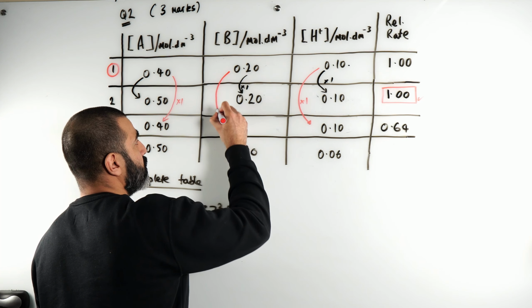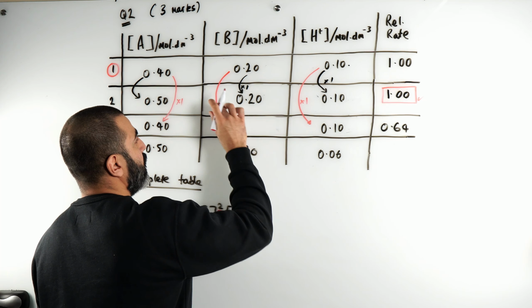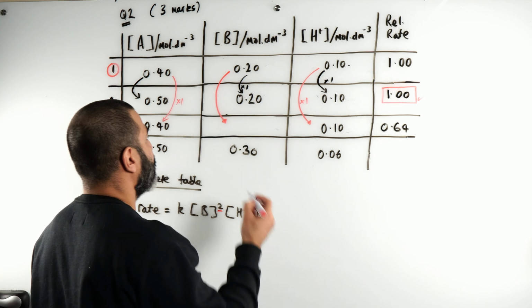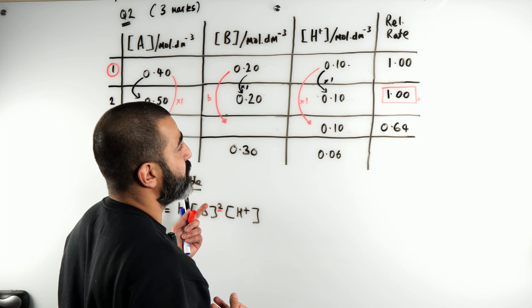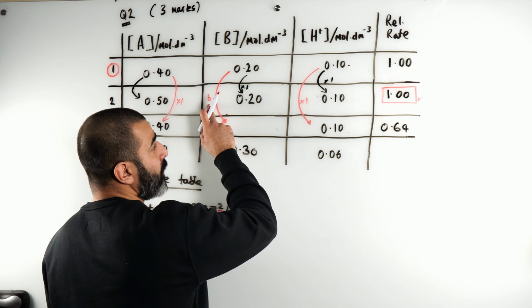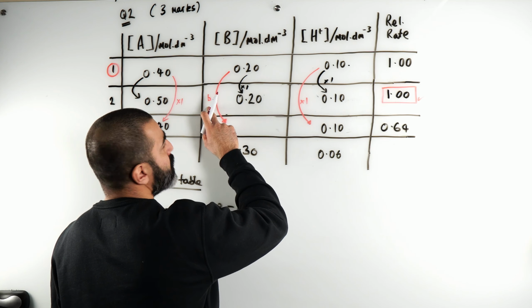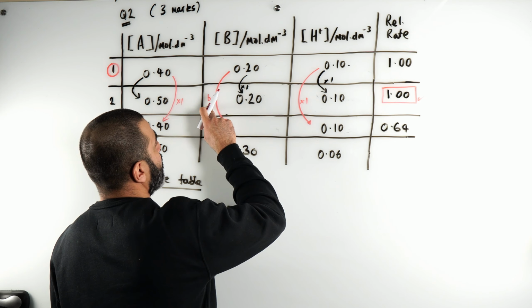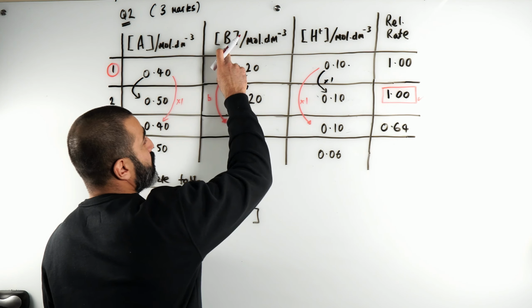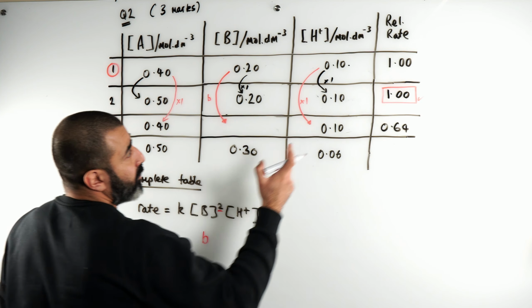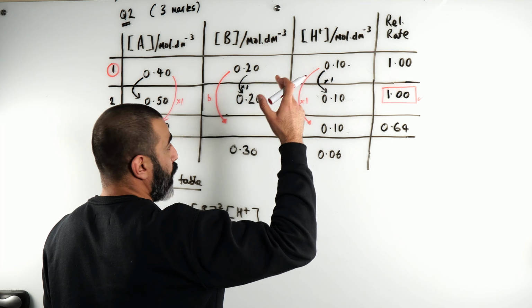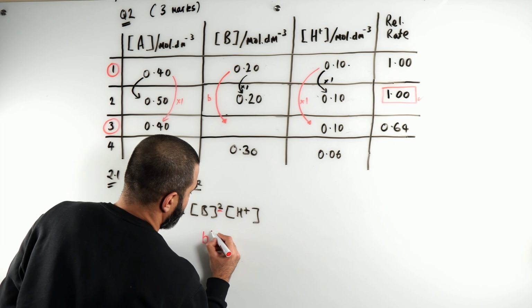We are changing the concentration of B by some factor, and let's call that factor a lowercase b. Couldn't think of anything more original. So if we change the concentration of B by a factor b, the new relative rate is going to go up by b squared, okay?